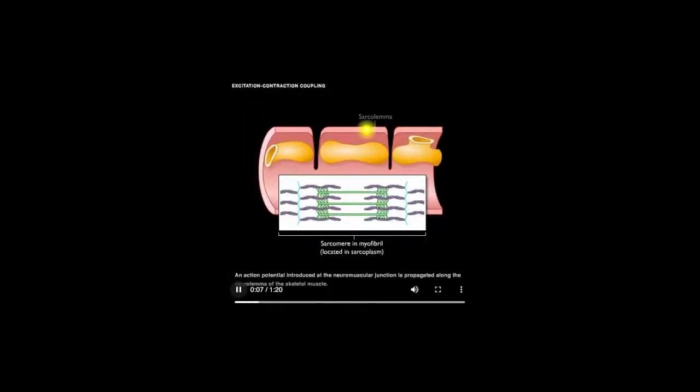Sarcolemma of the skeletal muscle. At the T-tubule, the action potential is propagated on the T-tubule membrane into the interior of the muscle cell near the ends of the sarcoplasmic reticulum. The depolarization of the T-tubule membrane causes nearby voltage-gated calcium ion channels on the sarcoplasmic reticulum to open, resulting in an increase in the permeability of the sarcoplasmic reticulum to calcium ions. Calcium ions then diffuse from the sarcoplasmic reticulum into the sarcoplasm.